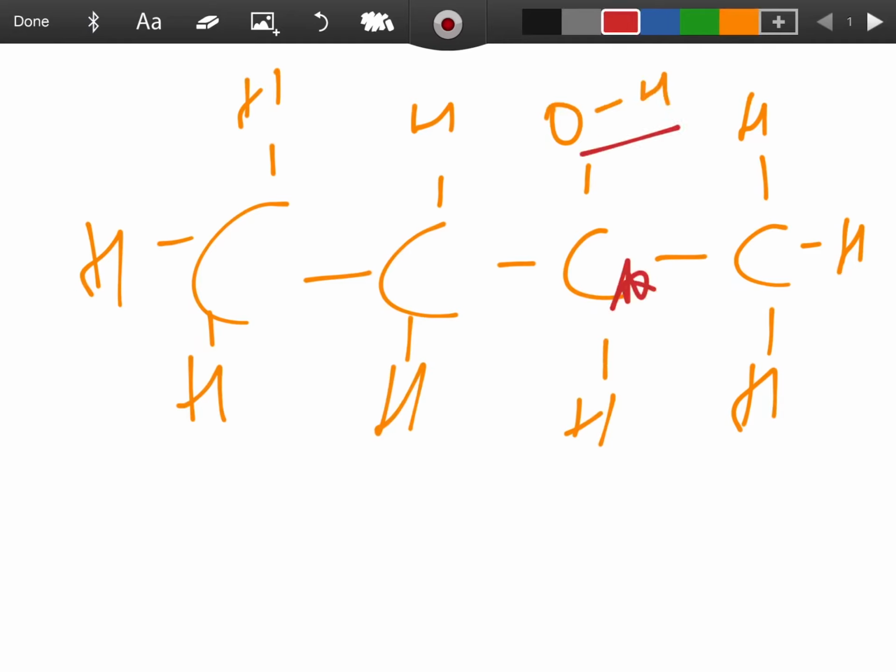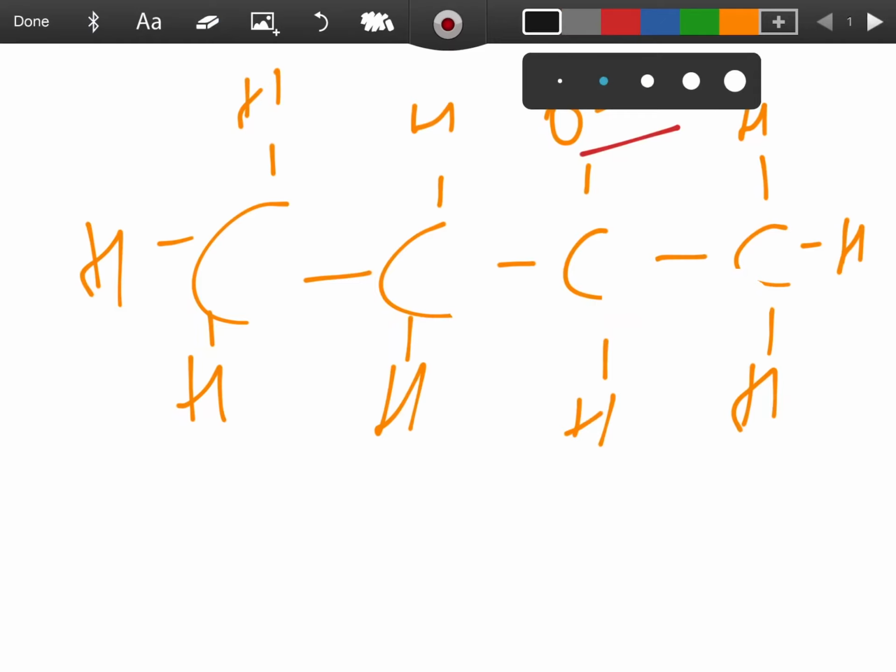First, okay? Now, butan-2-ol. Is this a secondary alcohol? Let's just run through that. The carbon attached to the OH is attached to 2 other carbons directly. So, yes, it is a secondary alcohol. So, that's your butan-2-ol.